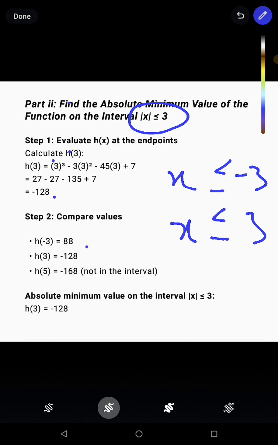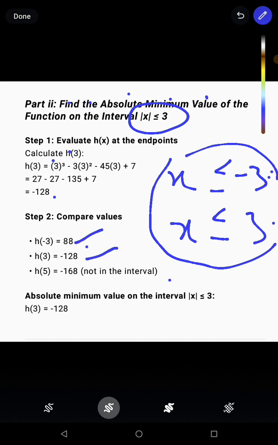They said find the absolute minimum value. Already we know h of x. This one is not in the interval. It's not in the interval again because the interval we have is here. It's within this range. That's what we care about. Now when you look at these two values, one is 88, one is minus 128. Which one is least? Minus 128.